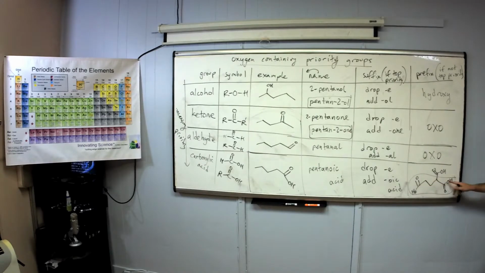Do you see that's a primary carbon, that's a primary carbon? So this thing has to be a substituent because it's no longer part of the parent chain. It branches off the parent chain. What do you call a carboxylic acid group that is not the top priority anymore because it's on the side or something like that? You call it carboxy. Because it's a carboxylic acid, carboxy.